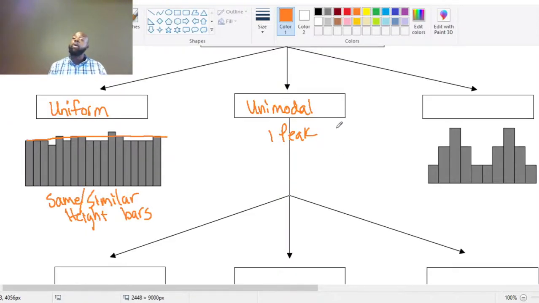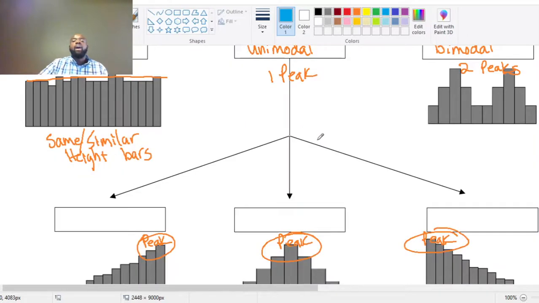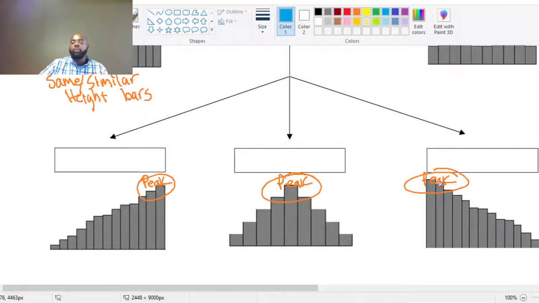Some distributions have more than one peak, which is this distribution. It has two peaks. So instead of saying unimodal, we're going to say bimodal. Now, let's go back to these unimodal distributions. I said that they have one peak, which we've identified, and they also have what we call a tail, right? This peak is on this side, and on the left side of the graph, it has a tail. So it has one peak and one tail.